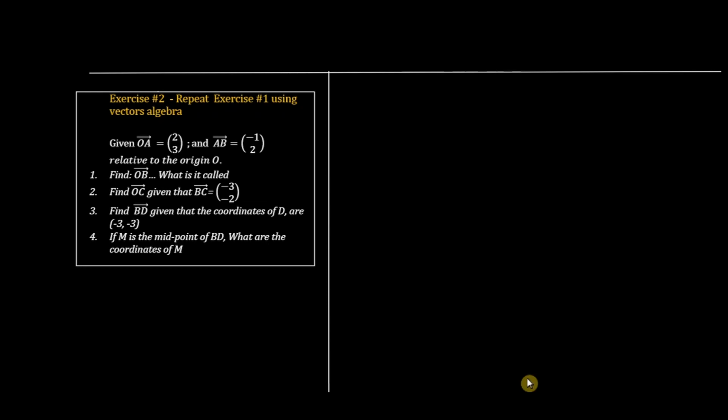So let's start with what we are given. In the first instance, we're given OA, the vector OA, as equal to (2, 3), and the vector AB is equal to (-1, 2). So these are the first two vectors we're given, and we're asked to find the vector OB. So OB is the vector starting at the origin and going to B. So where is the origin?